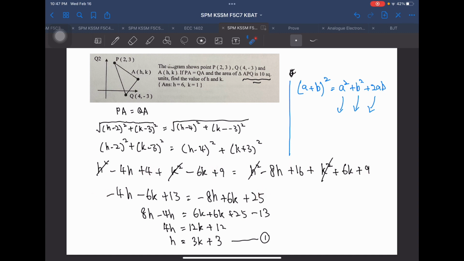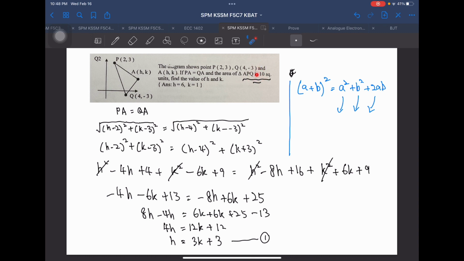Now you need to move h to one side and k to the other, and you see which one is larger, so you put negative 13 to the right hand side, then simplify. You get 4h equals 12k plus 12, and then from here you divide by 4, you get h equals 3k plus 3. Let's just leave it here and proceed with the second piece of information given by the question, which is the area of the triangle equals 10.